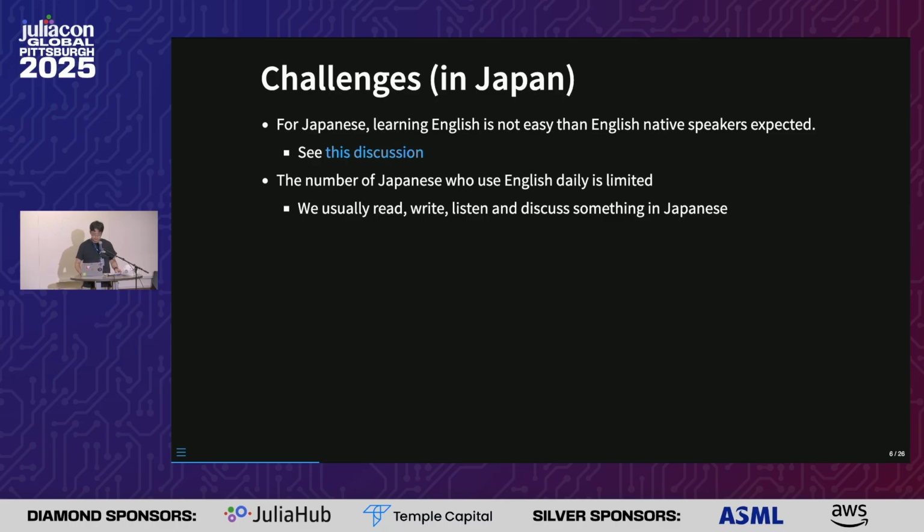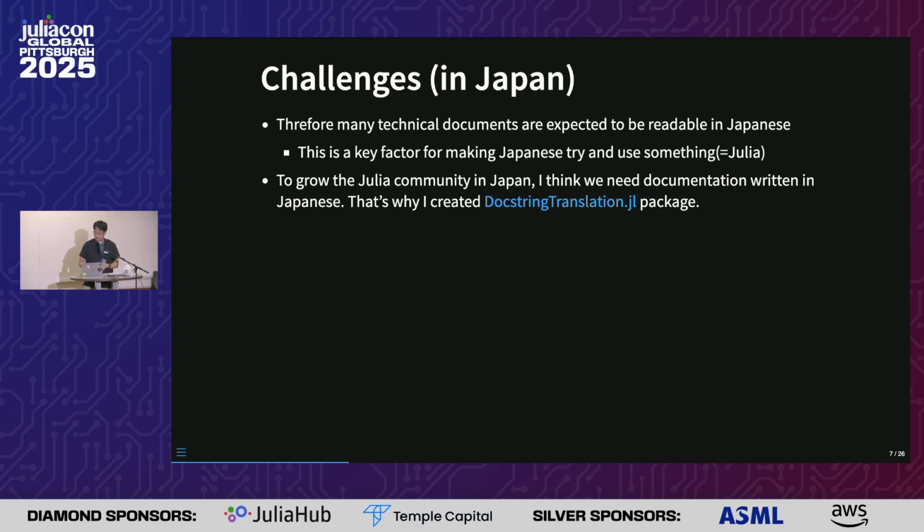This is why I need to explain. The number of Japanese who use English is limited. We Japanese use Japanese to read, write, listen, and discuss something. So that's why I created the DocstringTranslation.jl package. It translates docstrings into any language.